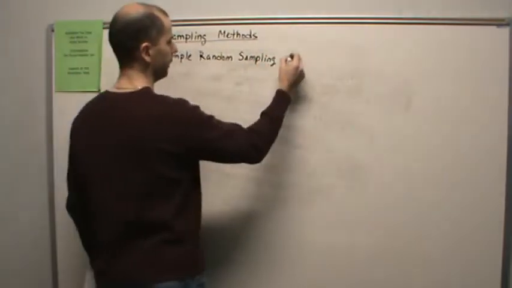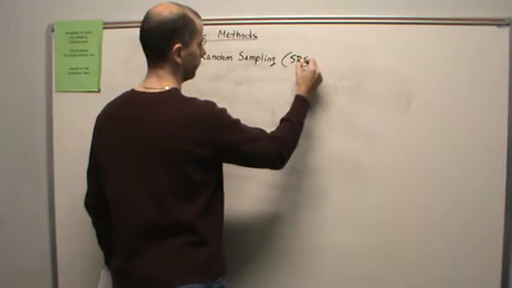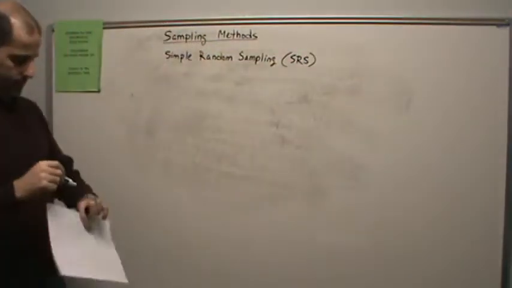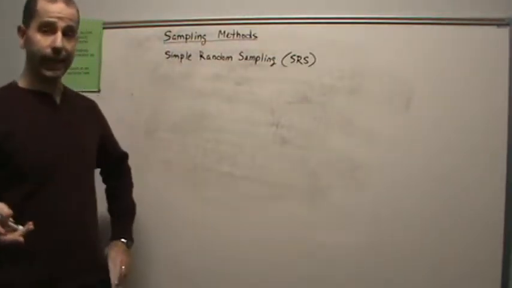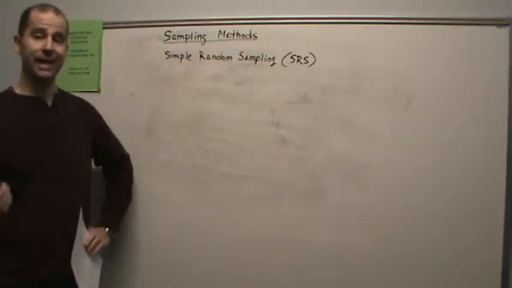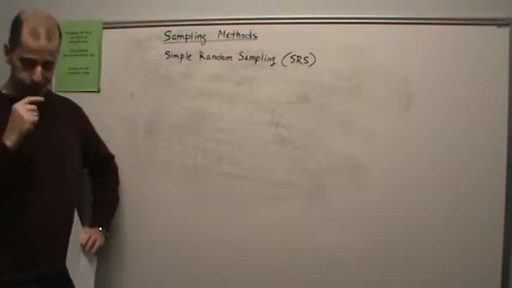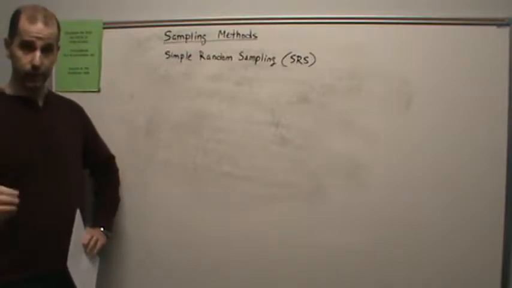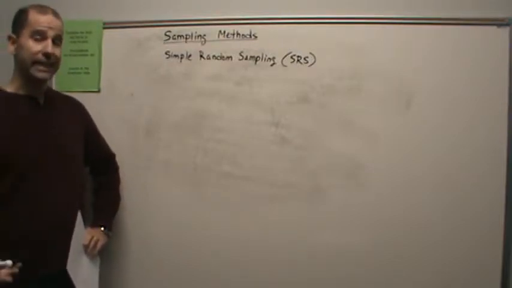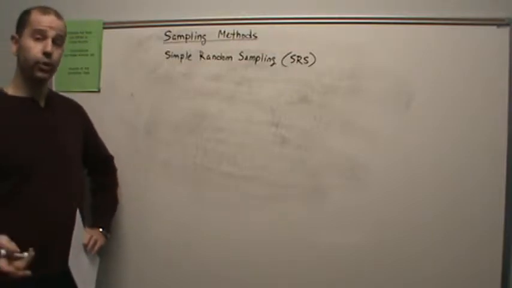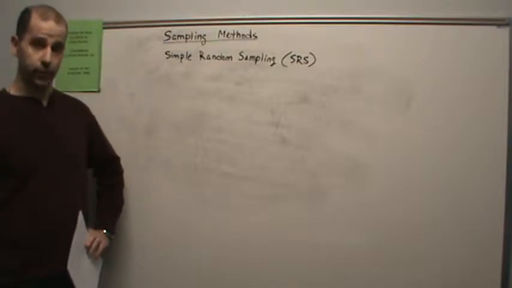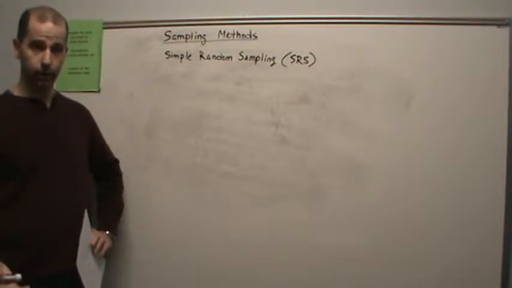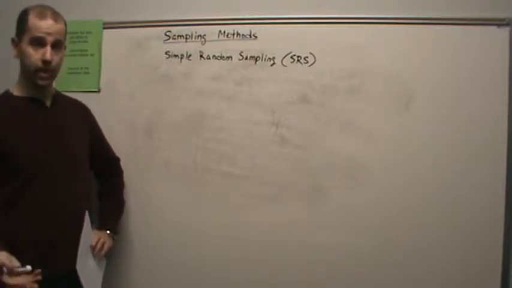Simple random sample, abbreviated SRS, is where every outcome or every subject has an equally likely chance of being picked to be in the sample. It's a very easy process. Basically you assign a number to every single individual in the population, and then use a random number generator to pick a subset of those numbers.